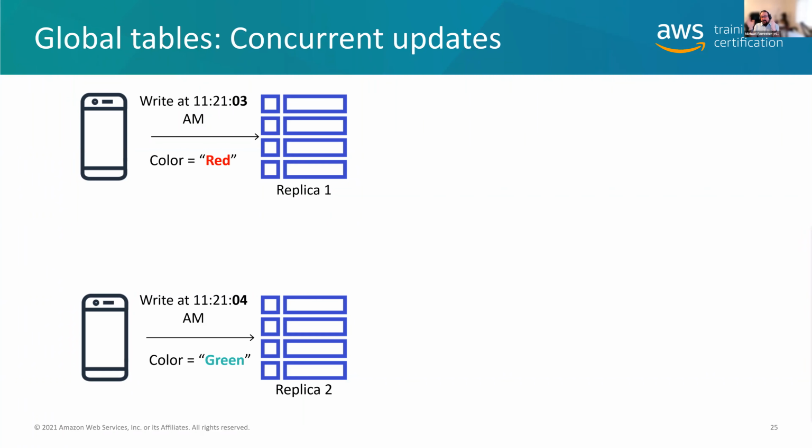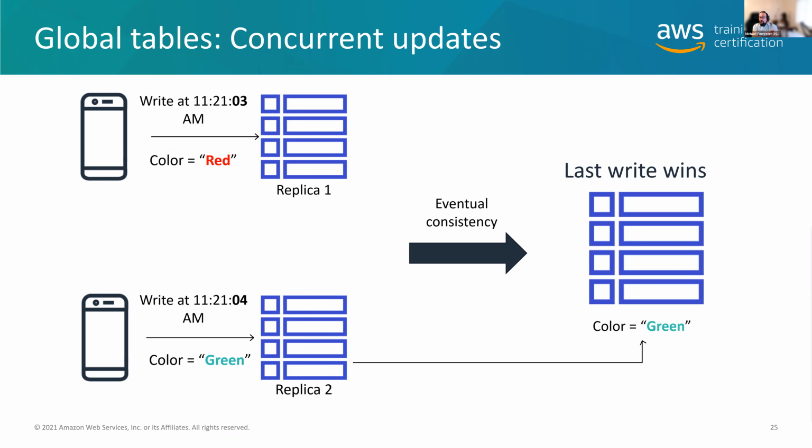Again, time is usually the limiting factor, right? Last writer wins, basically. Whoever wrote first, their change happens, and whoever wrote last is the last change that happens, right? So what's interesting here is that notice it says that at 11/21/03, someone wrote red in as a color. And then at 11/21/04, someone wrote green in as a color. So with this conflict mechanism, green is going to win because it was the last writer.